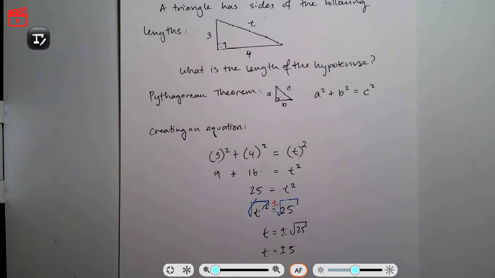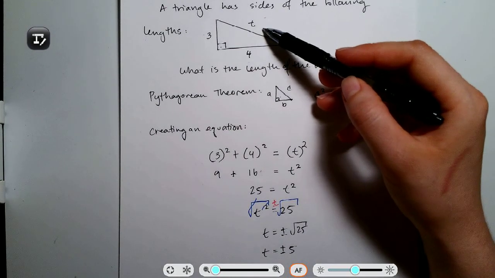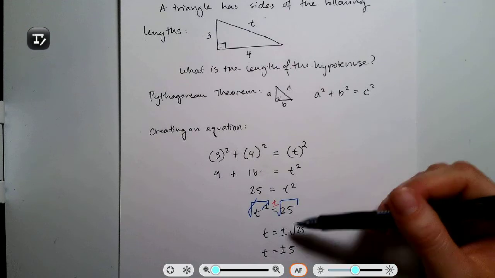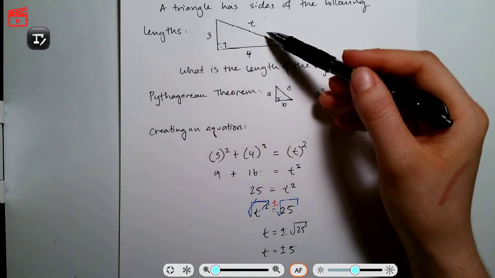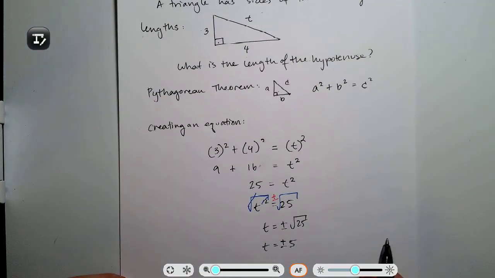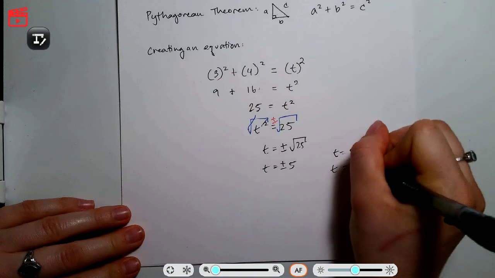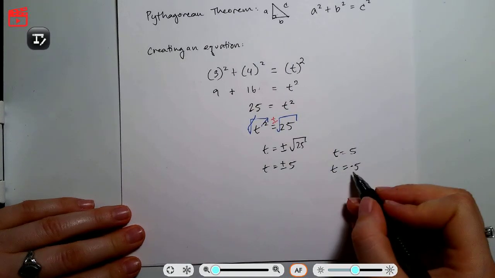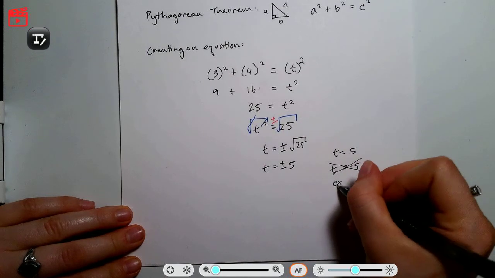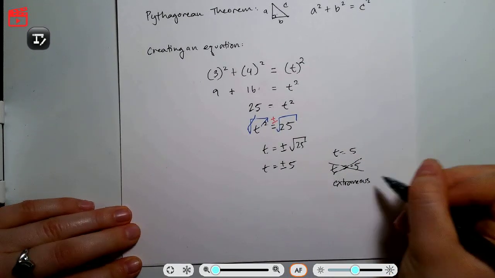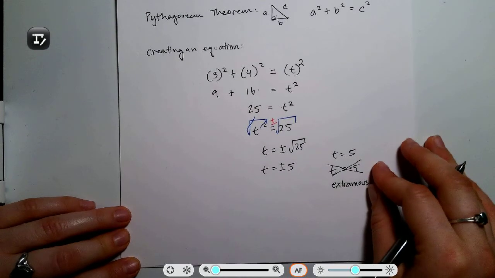Does it make sense to have a positive length? Yeah, that makes sense. So positive 5 would work. What about negative 5? Does it make sense to have a side of negative 5 units? No, that doesn't make sense. So if I have t equals 5 and t equals negative 5, the negative answer for my word problem does not make sense. It's extraneous. It does not make sense for this word problem, so it's not useful. Okay, so we actually only have one answer.